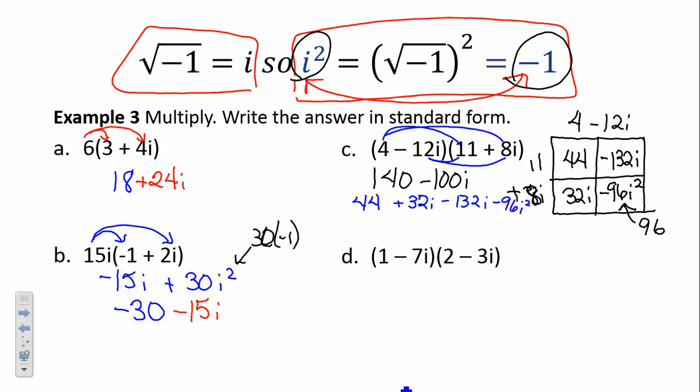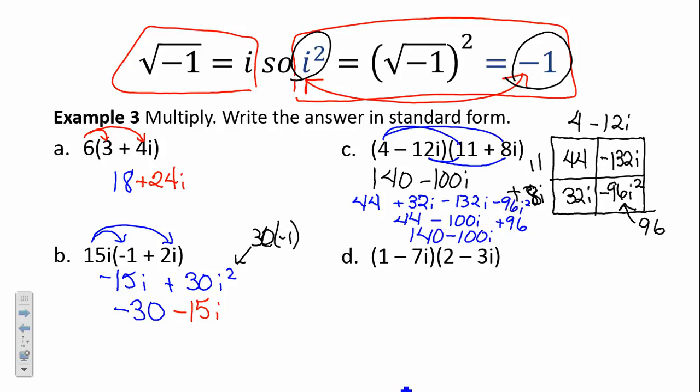Okay? Negative 96i squared becomes a positive 96 because i squared is a negative 1. Negative times negative is positive. And 32i and a negative 132i is going to give me a negative 100i. And I have my 44 in the front. So 44 plus 96 still gets me the 140 minus 100i.